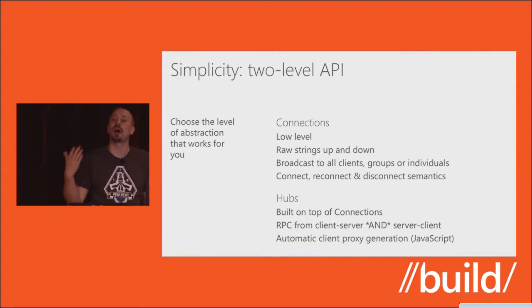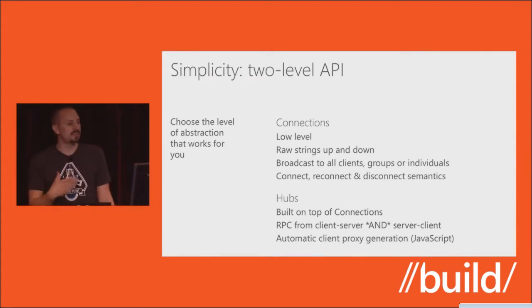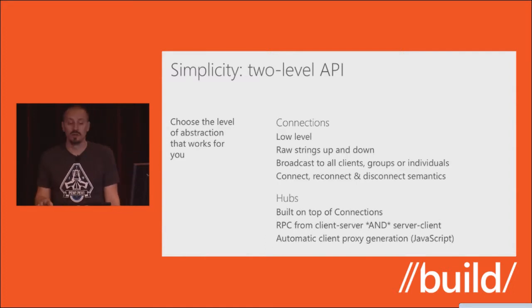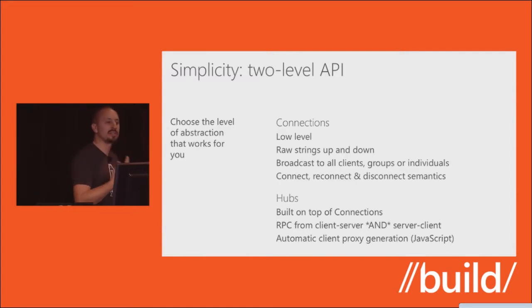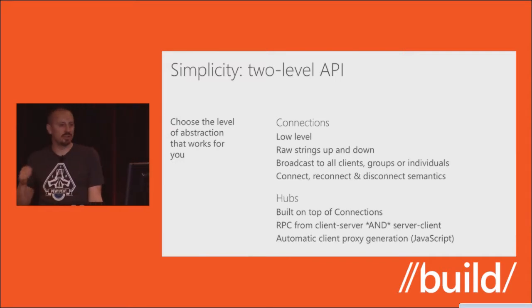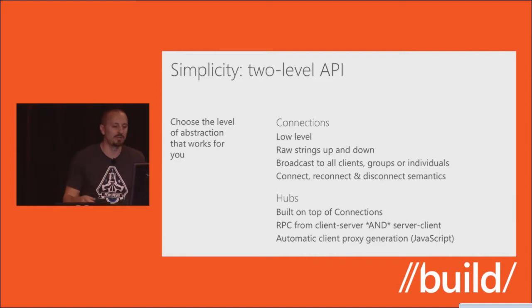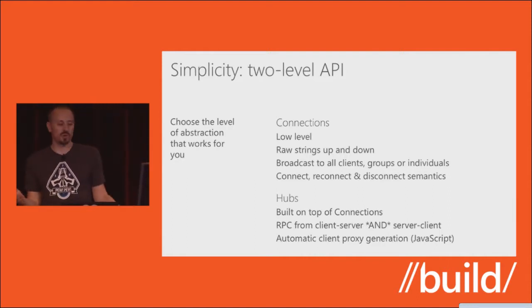We talk about the API. So SignalR uses a very simple two-level API. We have a low-level API called connections, which is about sending raw strings up and down. If you've ever done socket programming, it's a little bit easier than socket programming, but not much. You're sending raw data up and down. You have to manage receiving stuff off the wire. You have to frame it yourself. You have to do dispatching yourself. Both client and server have to agree on what's going on.